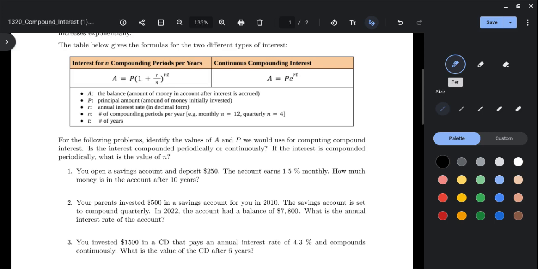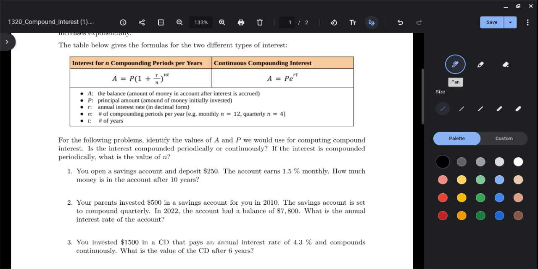N is the number of compounding periods per year. So if it's compounded monthly, then our N is going to equal 12. If it's compounded quarterly, N will equal 4. If it's compounded daily, N would equal 365. So it just depends on how often it's compounded. And then T represents the number of years.